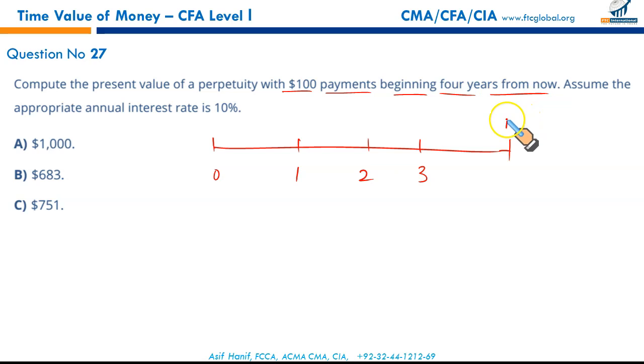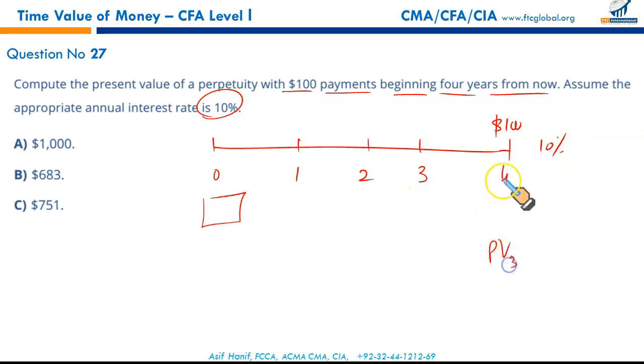The first payment you will receive would be here, right? We need to calculate its present value at time 0. So this is the $100 recurring payment at a rate of 10%. You're going to calculate the present value at the end of year 3. When you apply the formula for perpetuity, $100 divided by 10%, this will convert the stream of cash flows from year 4 onwards to the end of year 3. 100 upon 10% gives you $1,000.